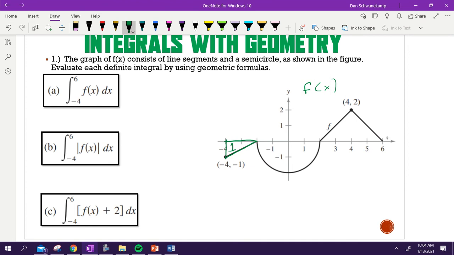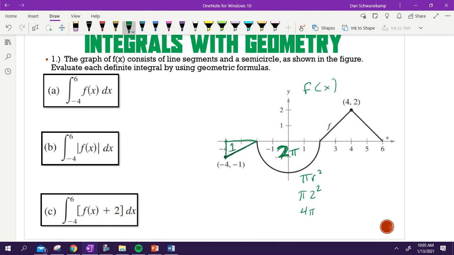This thing is a semicircle. To find the area of a semicircle, it would be pi r squared. What's my radius of that circle? 2. So it's 4 pi. Is this area 4 pi? It's 2 pi because it's only half a circle. So this guy right here is 2 pi.